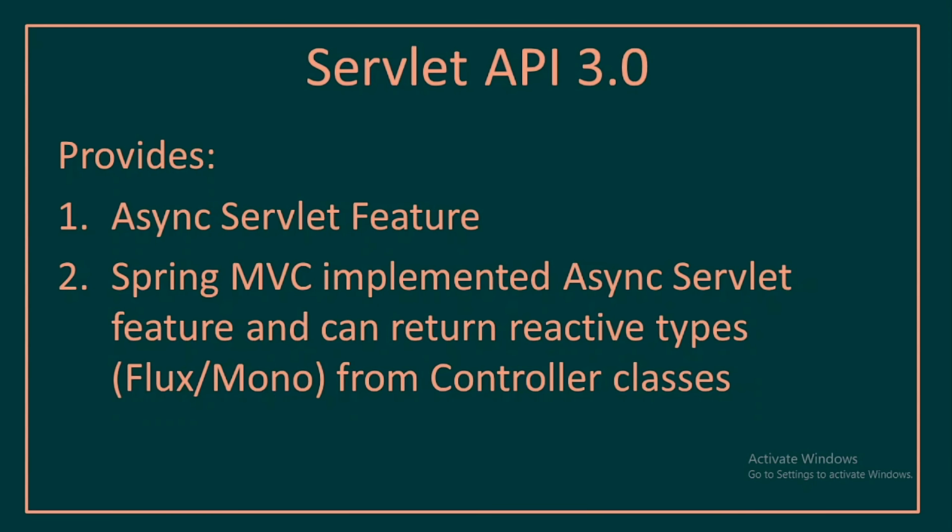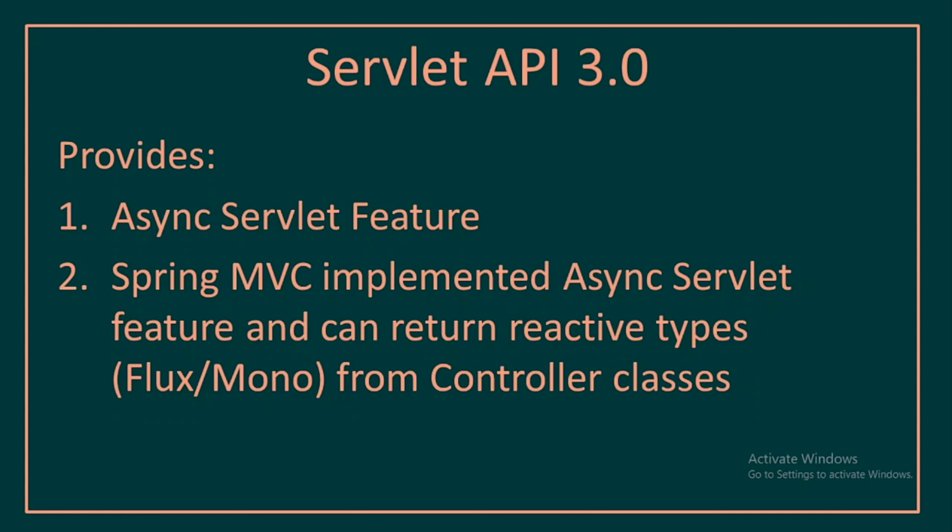Before starting the demo, we need to understand the Servlet API specification. Servlet containers like Tomcat are built on the Servlet API specification. Before the Servlet API 3.0 specification, there was no asynchronous servlet feature. It means whenever a request is received on a servlet container, a thread is assigned to that particular request, and that thread will be blocked until the response is sent back to the client.